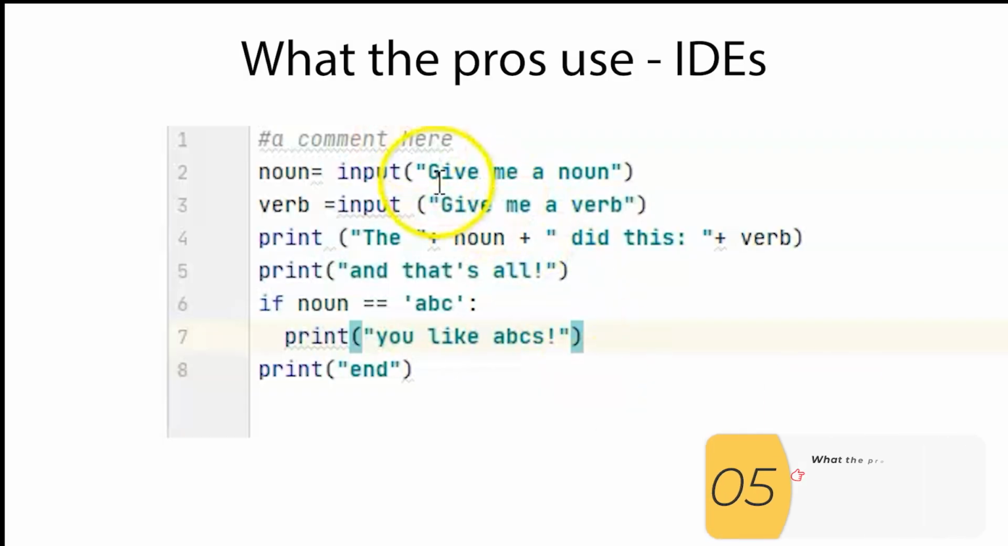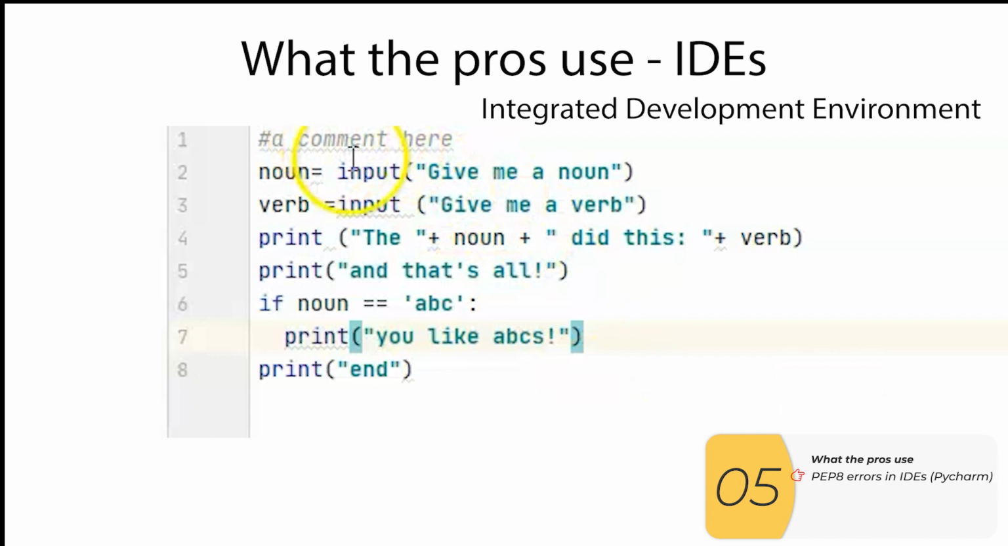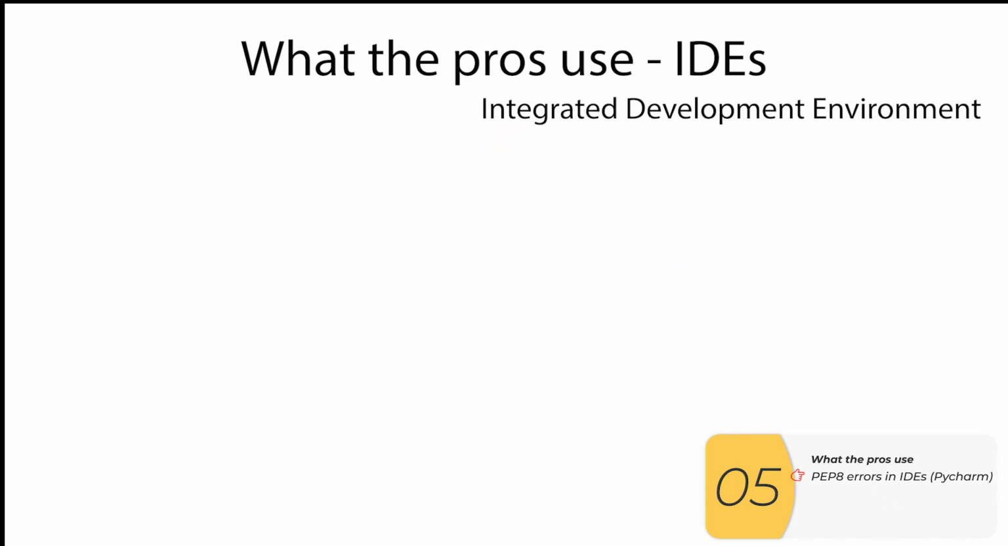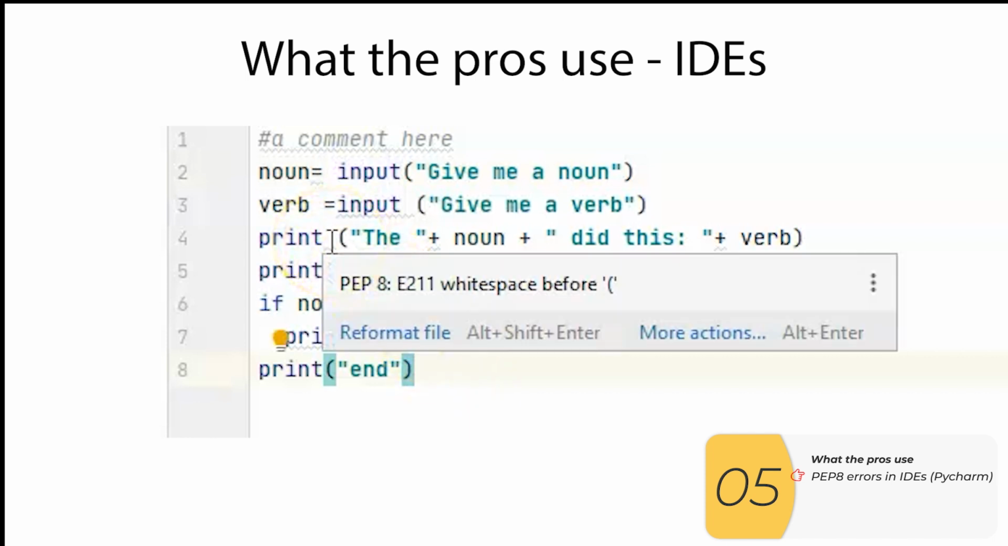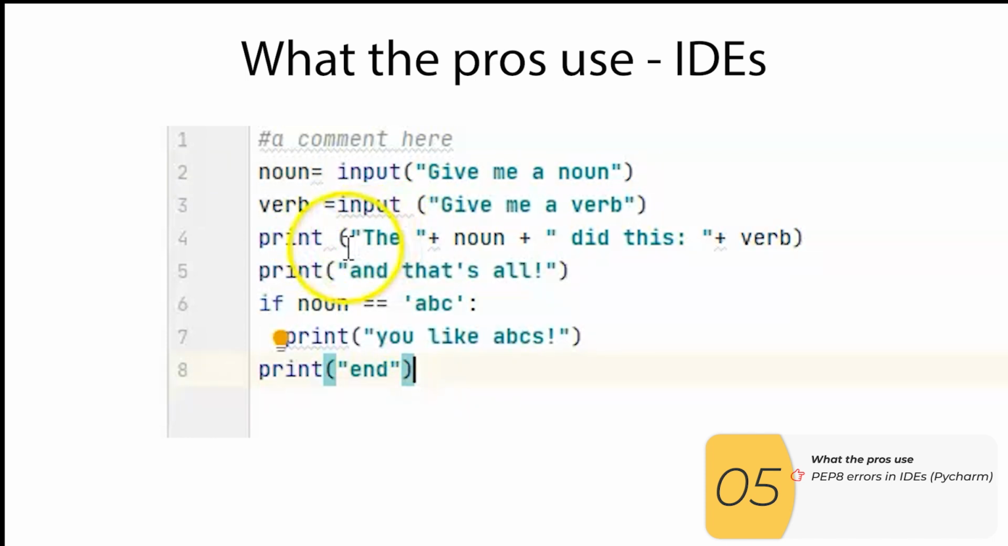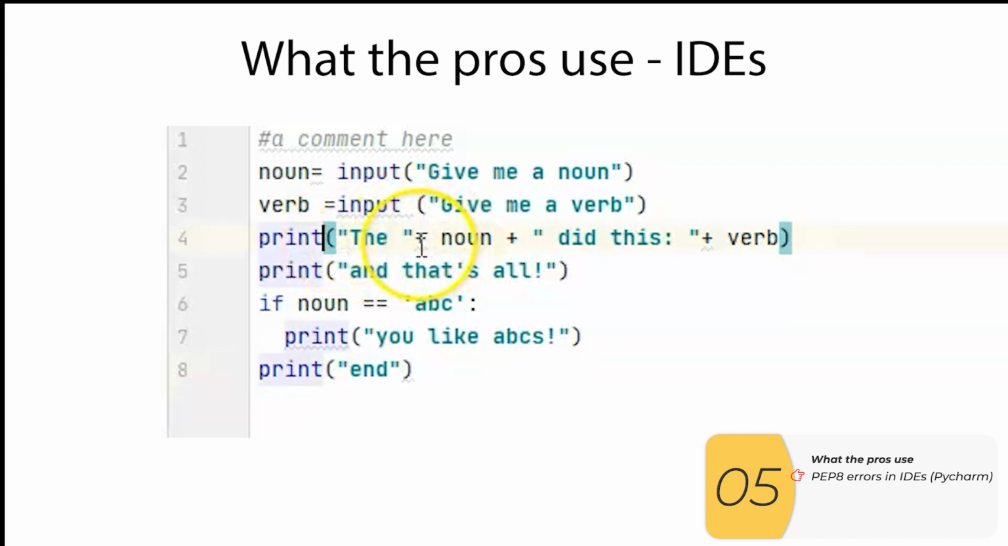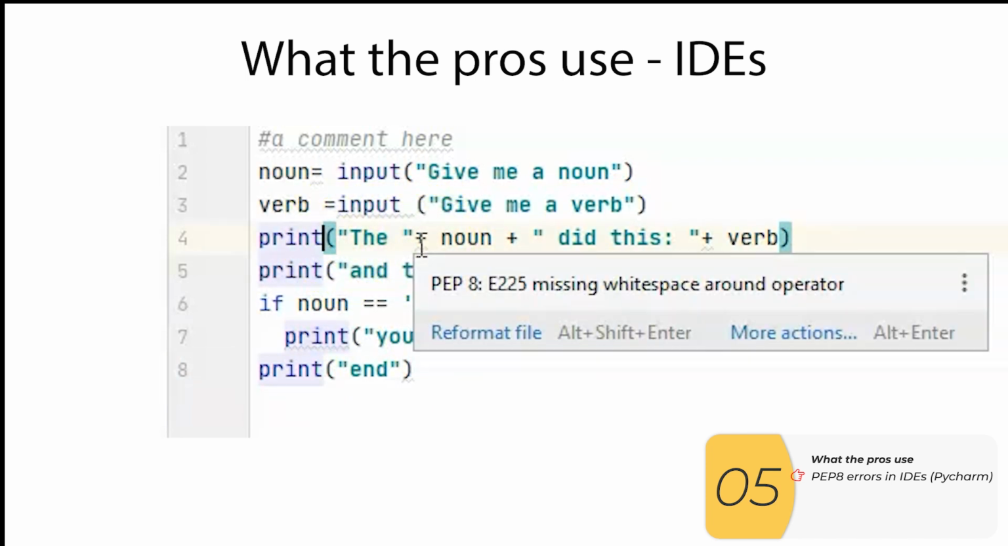Most professionals will use more complicated IDEs, which is short for Integrated Development Environments. So this one right here is called PyCharm. You're going to see that all the PEP8 errors are highlighted. As I hover over these squiggly lines, it tells me what the PEP8 error is. So what I do is I look for all these squigglies, and then I fix the PEP8 errors as I'm writing my code.